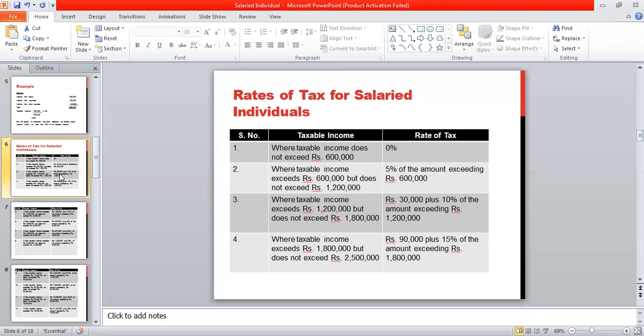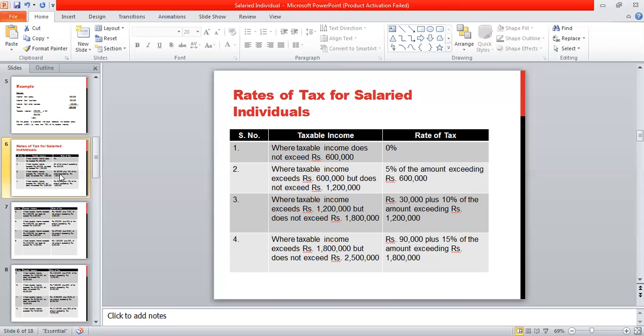Rate number 3, where taxable income exceeds rupees 12 lakh but does not exceed rupees 18 lakh. Here, the rate of tax is rupees 30,000 plus 10% of the amount exceeding rupees 12 lakh. First of all, you need to know that rupees 30,000 is compulsory with 12 lakh. But when there is an increase in taxable income more than 12 lakh but not more than 18 lakh, then we calculate 10% on that amount.